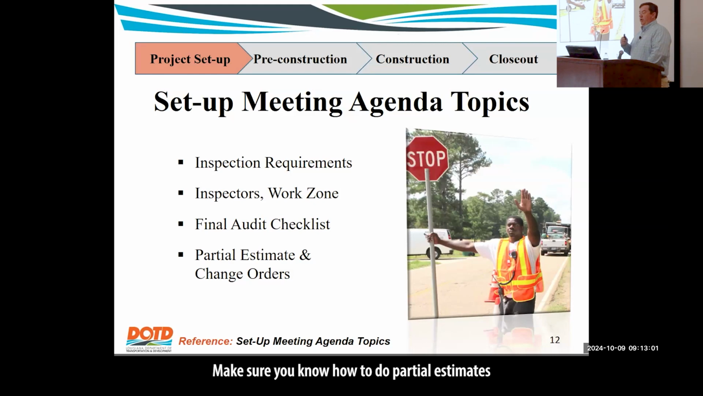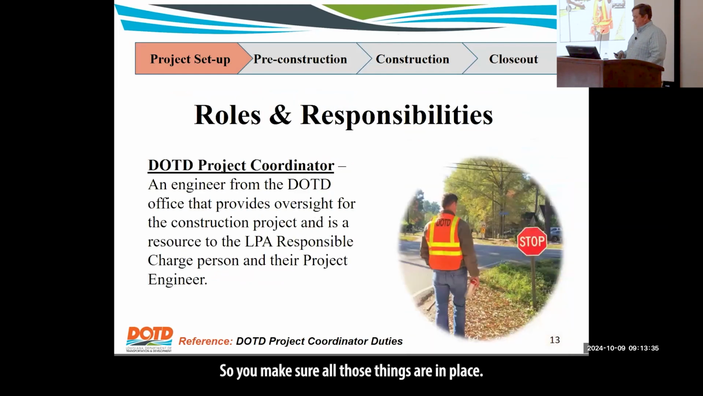Make sure you know how to do partial estimates and change orders in the system. Again, that you're set up in the system. This is when you need to definitely make sure everyone that is going to be involved on the project is set up in Site Manager, Headlight, Civil Rights and Labor, which is CR&L. There's various programs that we use. There's a traffic control diary program. Make sure that you have the right user access for all those and that you have contract authority. So you make sure all those things are in place.